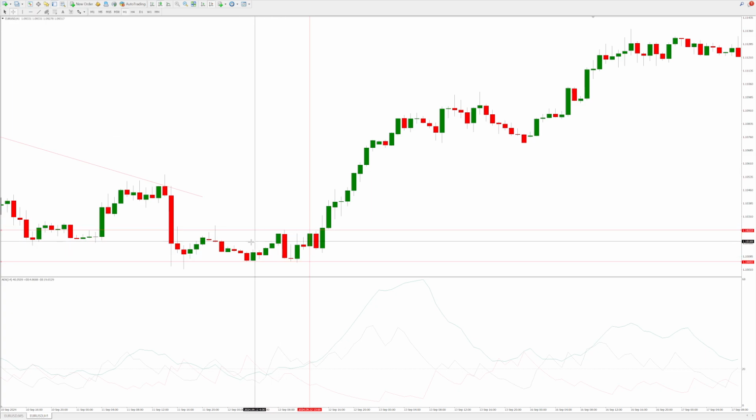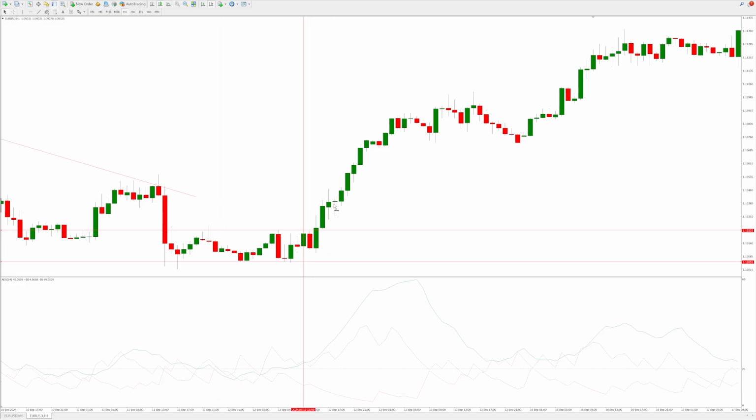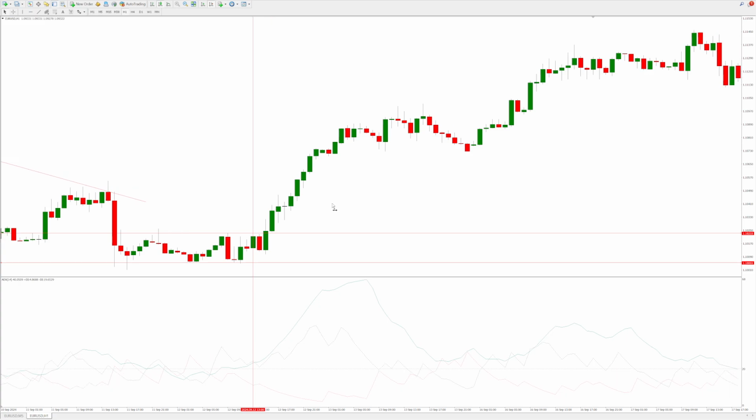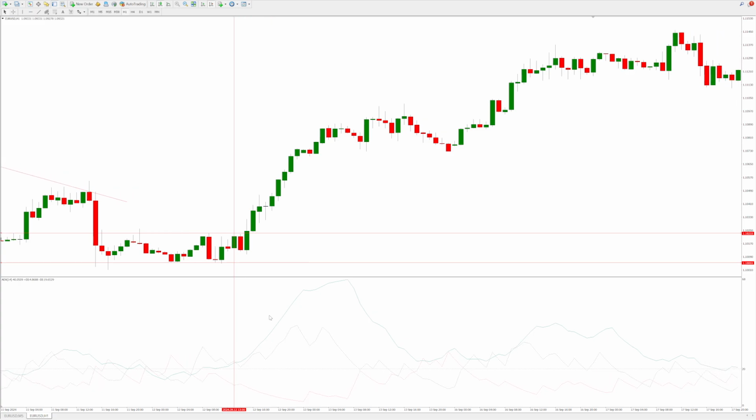As you can see within this channel here, it's ranging, the ADX is below 20. Some traders might have been looking to buy and sell on the support and resistance levels. Okay, but we're focusing on trend trading. The trend is your friend on this video.